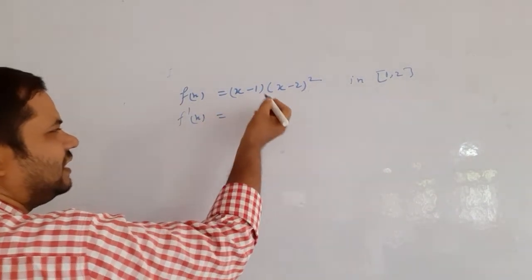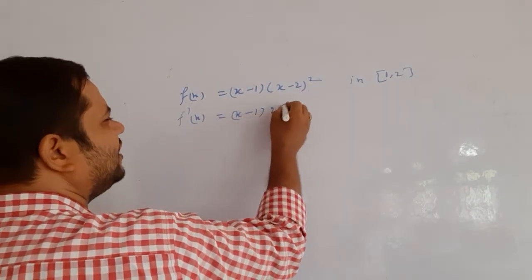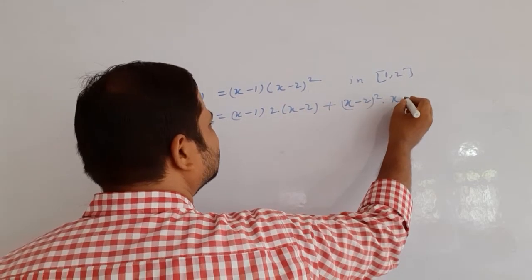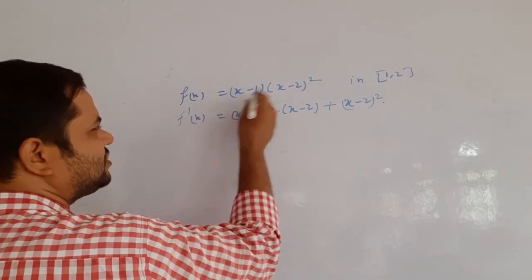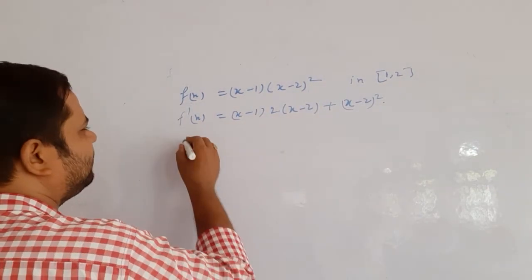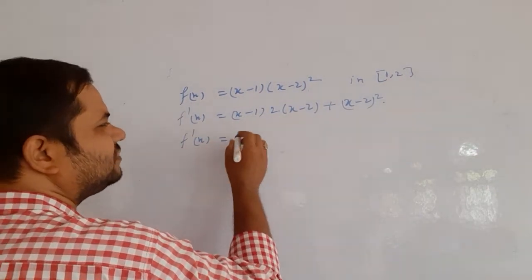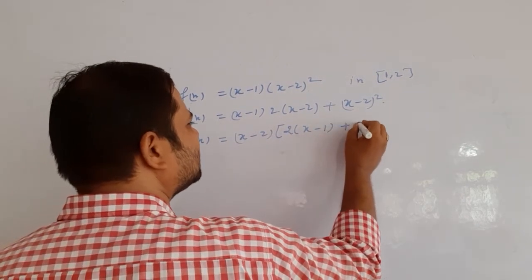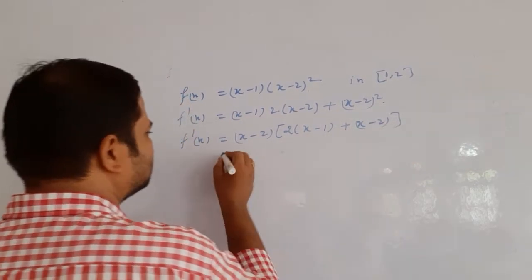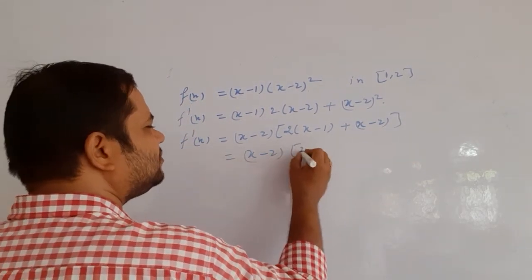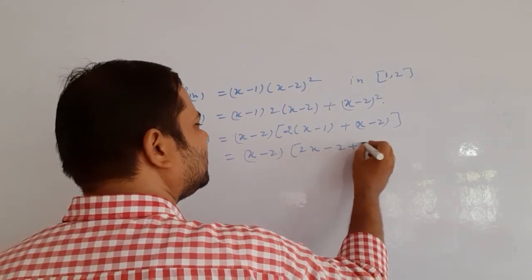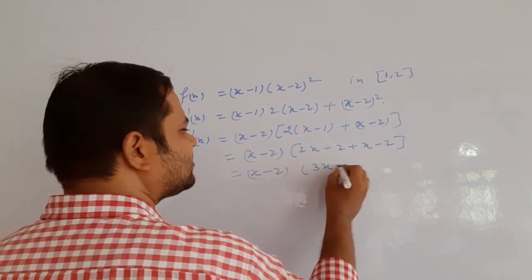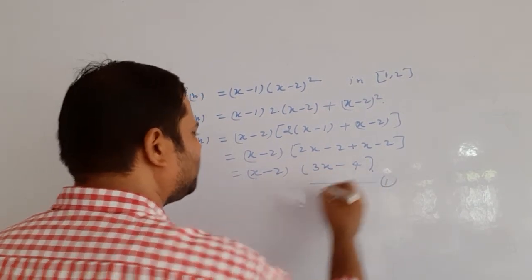So this is (x minus 1) times 2(x minus 2) plus (x minus 2) whole square times 1. First into derivative of second and second into derivative of first. So f dash x is equal to (x minus 2)[2(x minus 1) plus (x minus 2)]. So this is (x minus 2)(2x minus 2 plus x minus 2). So this is (x minus 2)(3x minus 4). This is equation number 1.